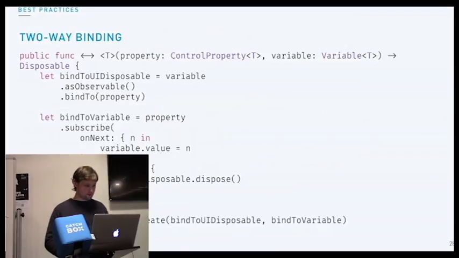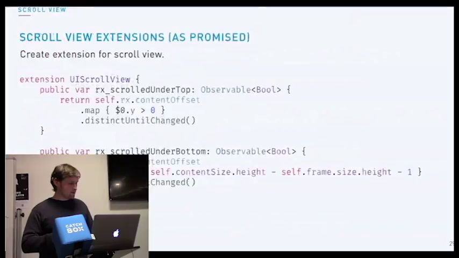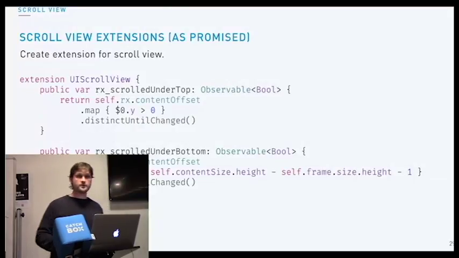Scroll view extensions. Colin showed using this earlier. Turns out to be a really nice use case to write an extension on the scroll view itself. So we just have two observable booleans. It's just a stream of true or false, and anytime it changes, you can just fire your subscription. So it just tells you if it's underneath or not. There's a lot of cool stuff you can do like this with views in particular, and there's a lot of good pods out there as well.